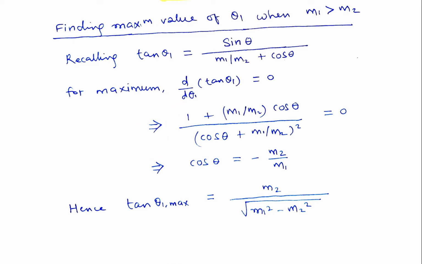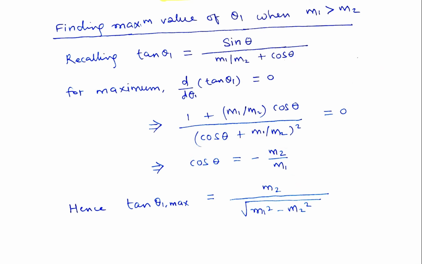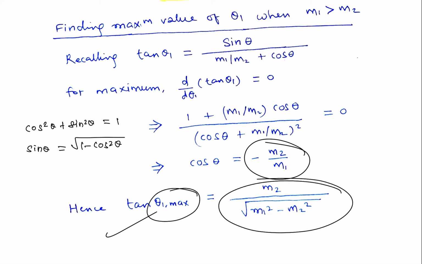So in that way, if you put the value of cos theta and sine theta in this relation, because if you know cos theta, you can know the sine theta as well. How? Let me tell you. Cos square theta plus sine square theta is 1. You know cos theta, so sine theta would be under root of 1 minus cos square theta. Okay, so that is the case. So we know that cos theta is minus m2 by m1. So if you do that, you get tan theta 1 maximum by this relation, that is m2 divided by under root m1 square minus m2 square.